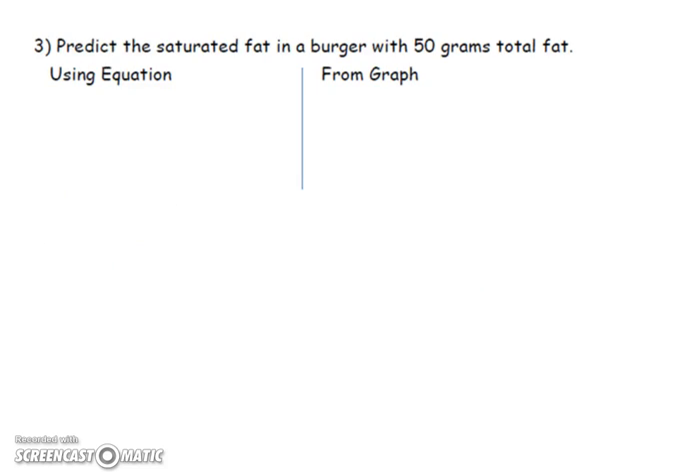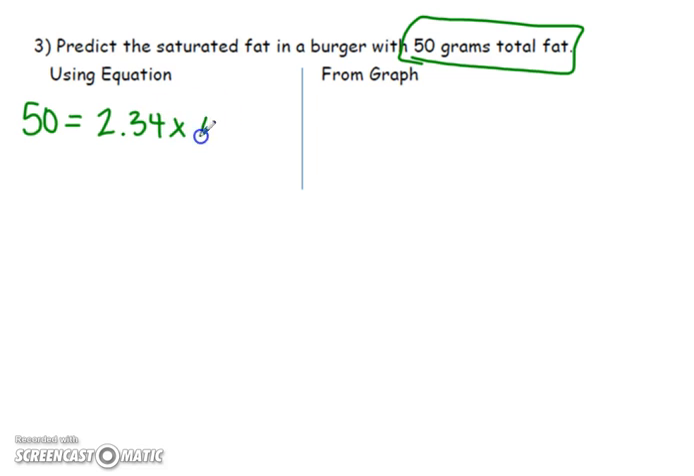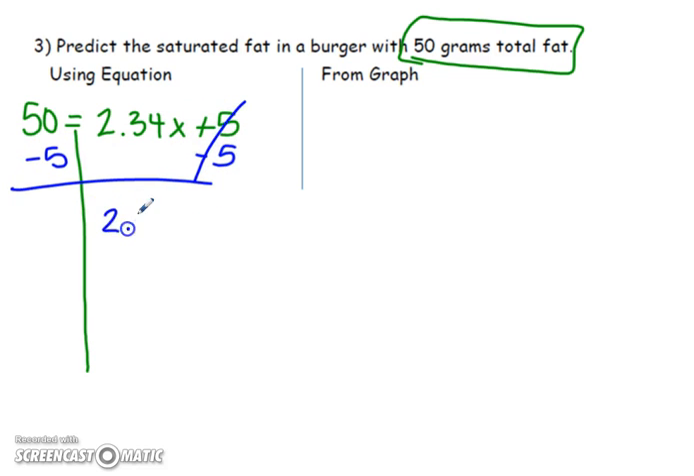Alright, in step 3, it asks us to predict the saturated fat when we know the total fat grams. Now total fat grams are our y values. So I'm going to replace y with 50 and then plug in our equation again of 2.34x plus 5. And in this case we want to do a t-chart. So the first thing I would do would be to subtract 5 from both sides. 2.34x drops down, and on this left side I have 45 left.